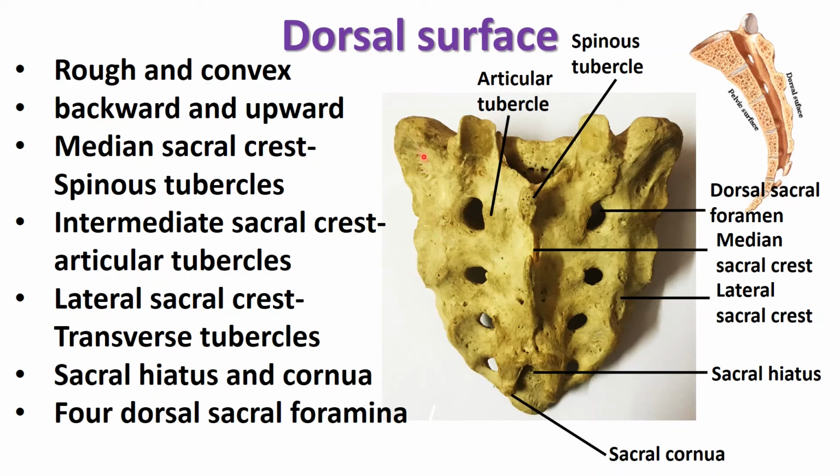So again I am repeating the features on the dorsal surface: median sacral crest, then laminae, intermediate sacral crest in the line of the superior articular facet of the first sacral vertebra, and the articular tubercles, dorsal sacral foramina, and lateral sacral crest, which represents the fused transverse processes of the vertebrae, and the projected transverse tubercle on the lateral sacral crest. So this is all about the dorsal surface of the sacrum.